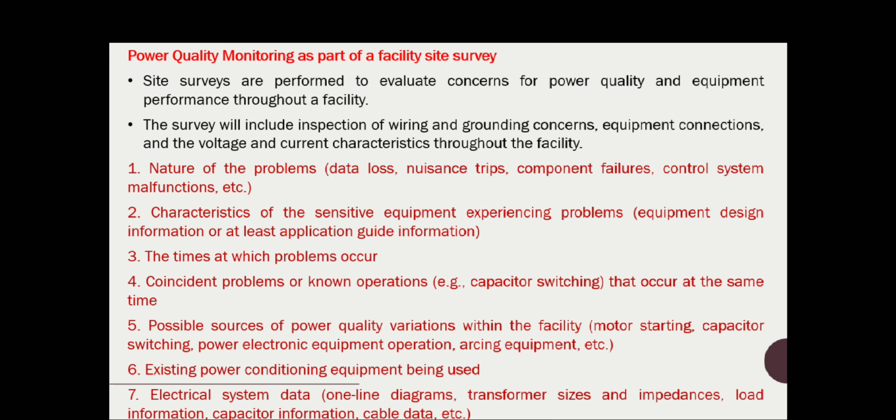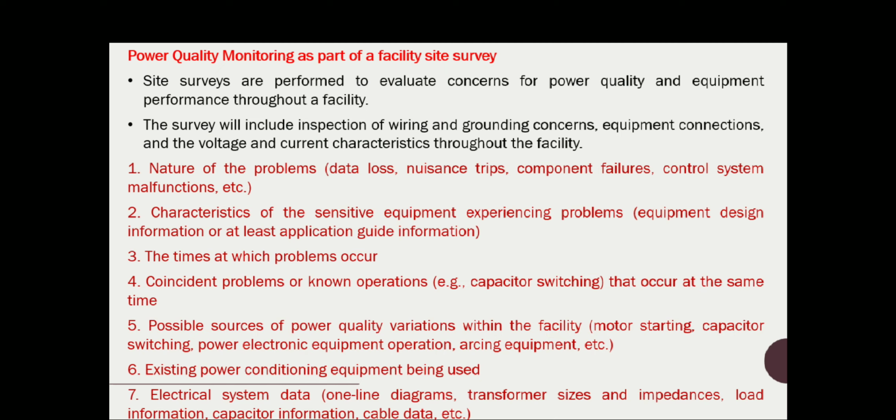Then the characteristics of sensitive equipment which is experiencing the problems. Then the times at which a problem occurs. Then coincident problems or non-operations, like some of the things like capacitor switching, which is already a scheduled one. So this kind of non-operation, how it affects the power quality problems.